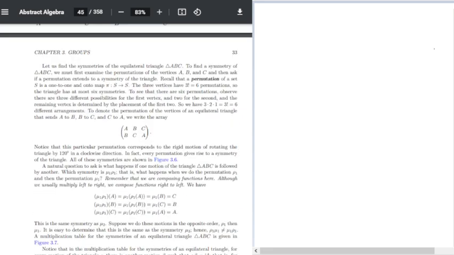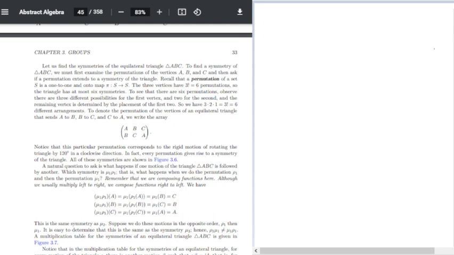Let us find the symmetries of the equilateral triangle ABC. To find a symmetry of the triangle with vertices A, B, C, we must first examine the permutations of the vertices A, B, and C, and then ask if a permutation extends to a symmetry of the triangle. Recall that a permutation of a set S is a one-to-one and onto, we will call that a bijective, map pi from S to S. The three vertices have 3 factorial, or 6 permutations. So the triangle has, at most, 6 symmetries.